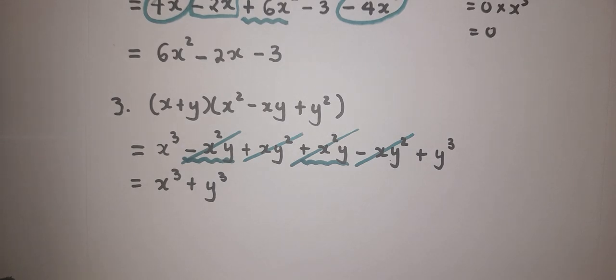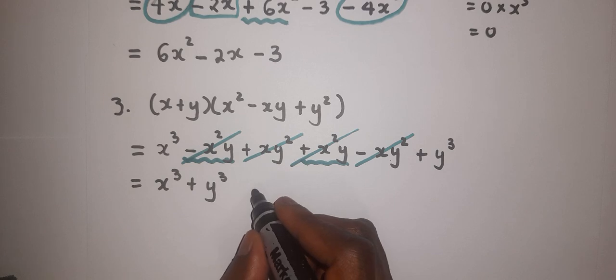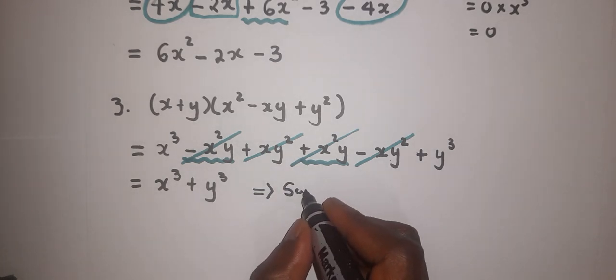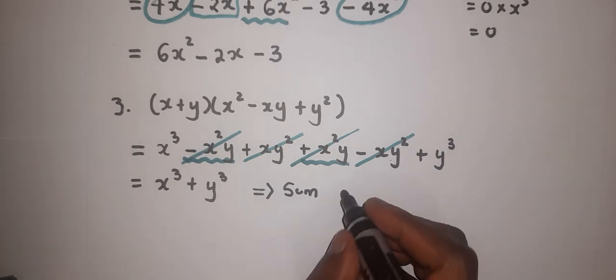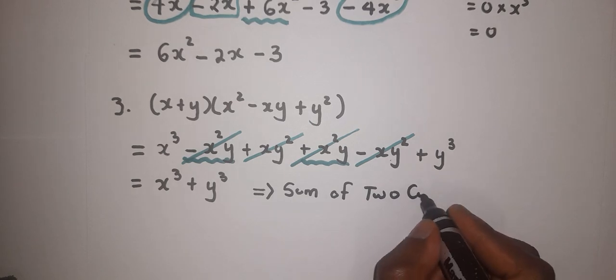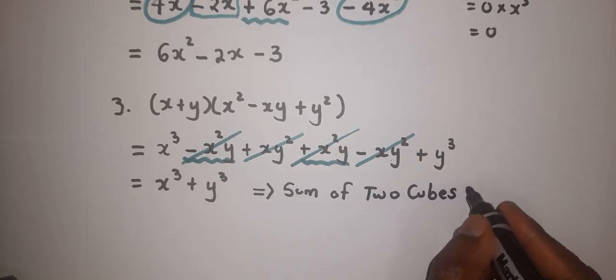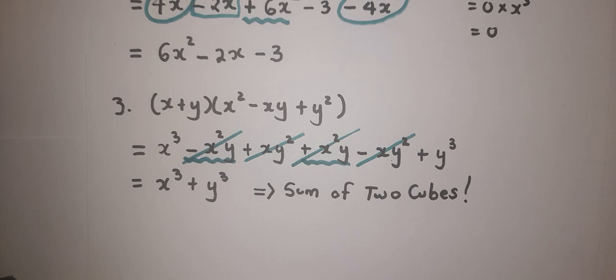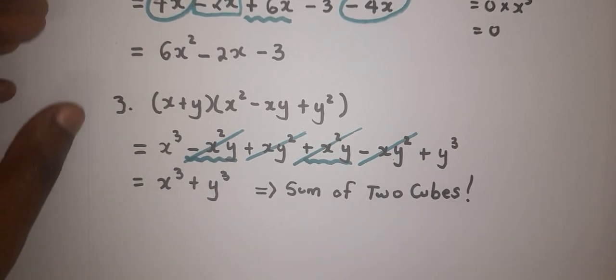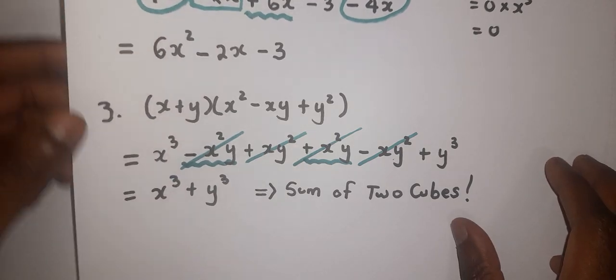I did mention we are going to speak about this one in detail in another video. We call this binomial the sum of two cubes because we are adding. We will discuss the sum of two cubes when we deal with factorization. Right, ladies and gentlemen, that is our third example. Let's look at one other example.